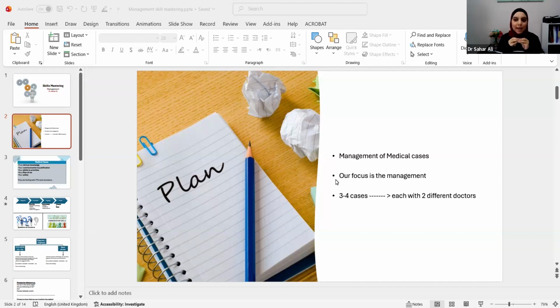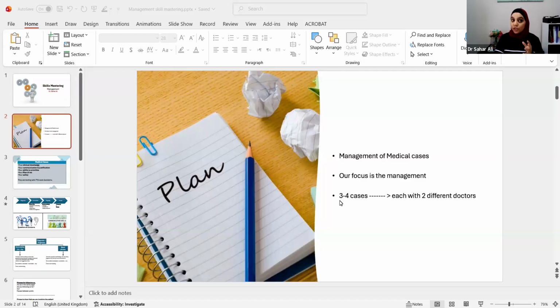Our focus is the management part. We are not going to take the case as a holistic case in 8 minutes. Our focus is the management part. I'm going to give you the history, the examination findings, everything about the case, and we will focus on the performance in that management.